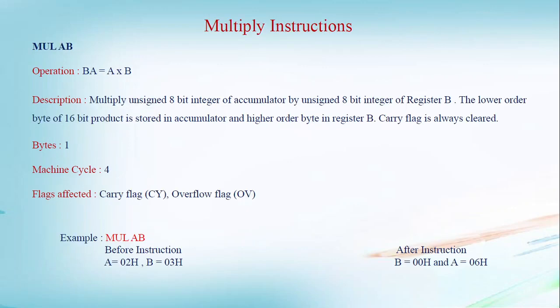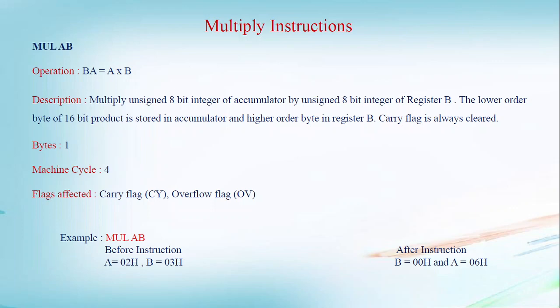And let us see the multiply instruction. Syntax is MUL AB. We have to write AB in continuation. It multiplies the unsigned 8-bit integer of the accumulator by the unsigned 8-bit integer of register B. The lower order byte of the 16-bit product is stored in the accumulator and the higher order byte in register B. The carry flag is always cleared. It requires 1 byte and 4 machine cycles. Here the carry flag and overflow flag get affected.